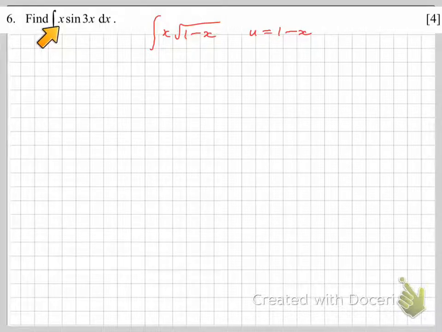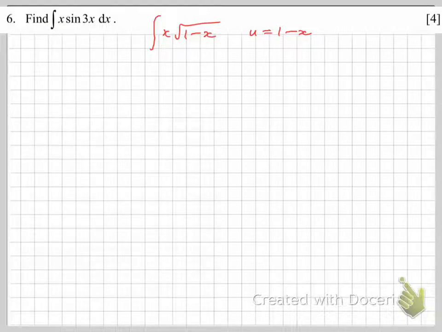Okay, question 6. Right, we've got x times a function of x. This is parts. Okay, this time it really is parts. Do you remember when we looked at this one before? This turned out not to be parts. We actually did a substitution with this one. Now this one looks like it might be the same, but it isn't. This one will yield to parts.